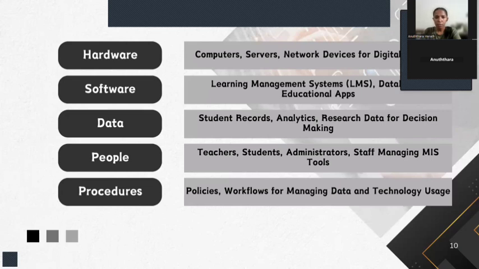The last component is procedure. It refers to the rules and protocols for data entry, processing, security, and information retrieval.